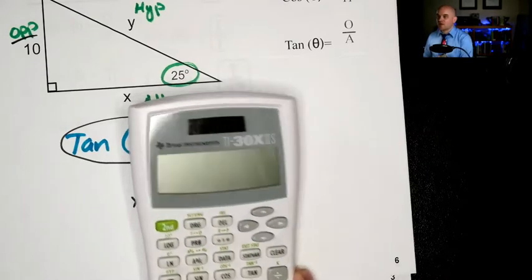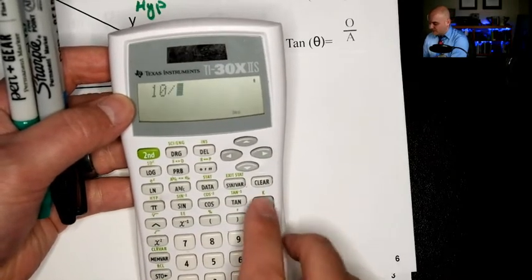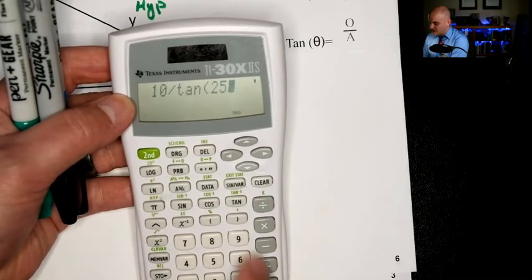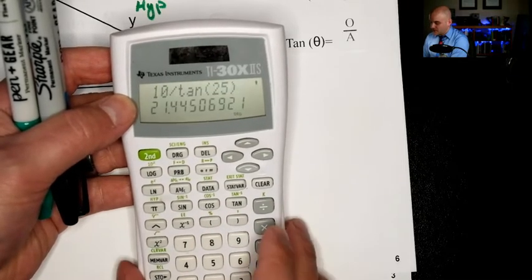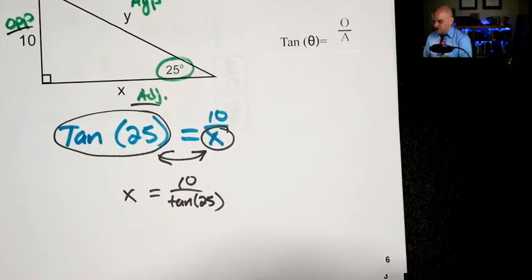So if I bring out my calculator, and I say, all right, what is 10 divided by the tangent of 25? I get 21.4. So 21.4 is the length of x here.